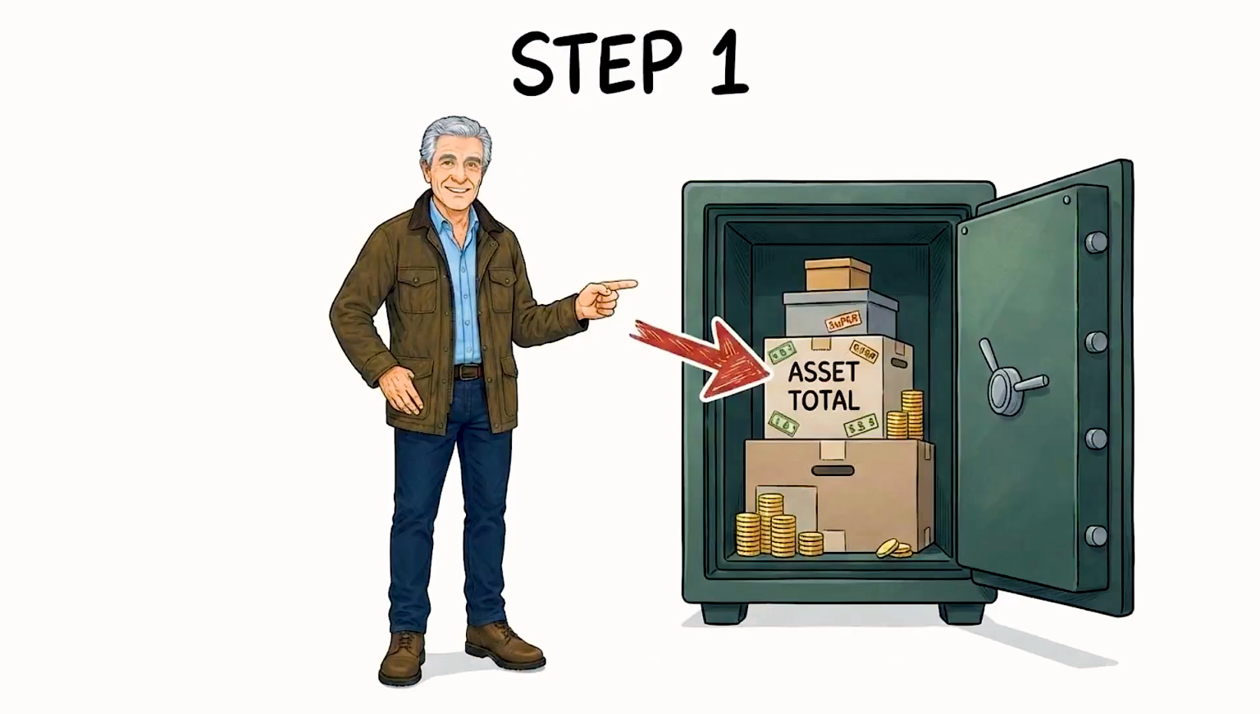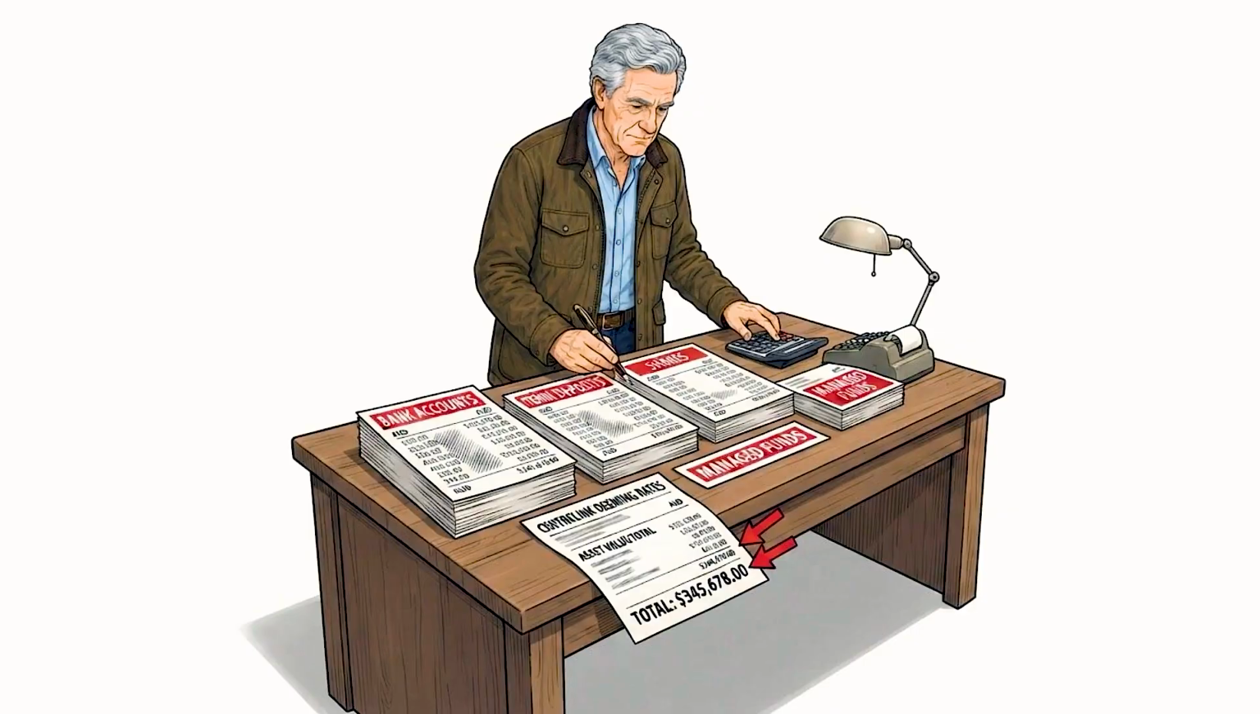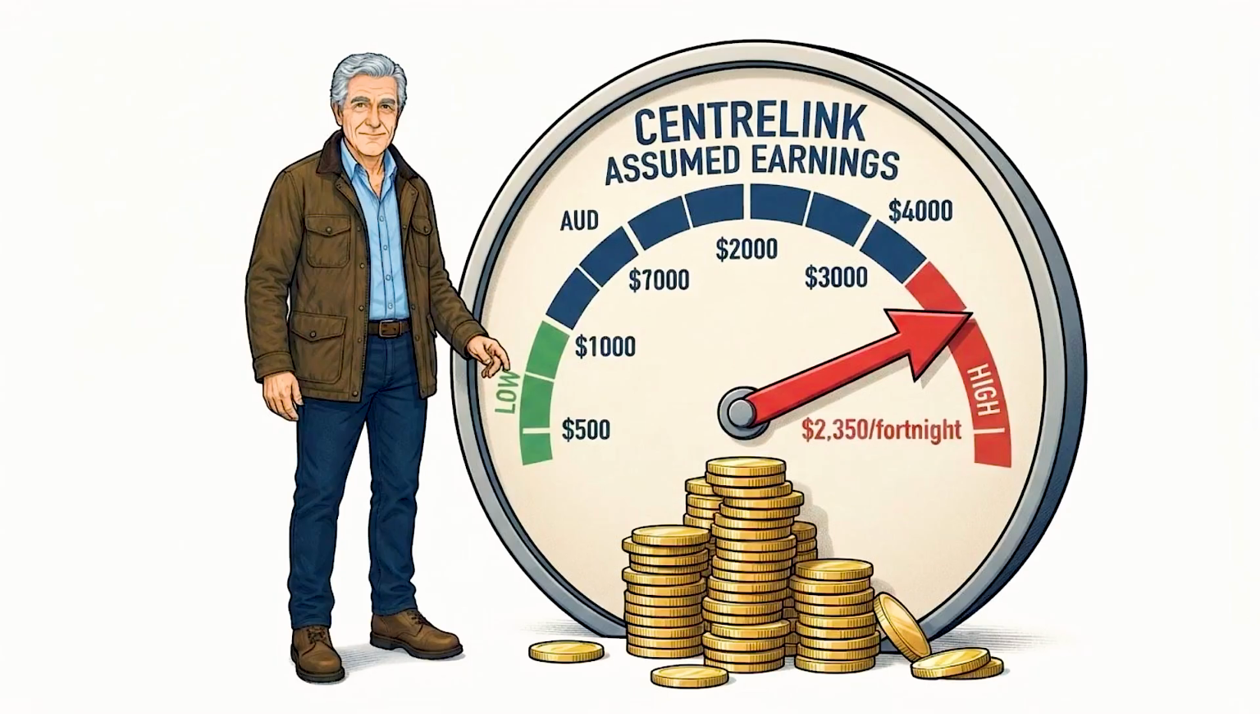Right. Here's the plan. 3 steps. Clear and in order. Step 1. Find your actual financial asset total. Log into your accounts, write down the current balance of every financial asset you hold, bank accounts, term deposits, shares, managed funds, account-based pensions, anything financial. Add them up. That single total is the number Centrelink is applying the deeming rates to. Most people have never actually added this up in one place. You need to know it before anything else makes sense.